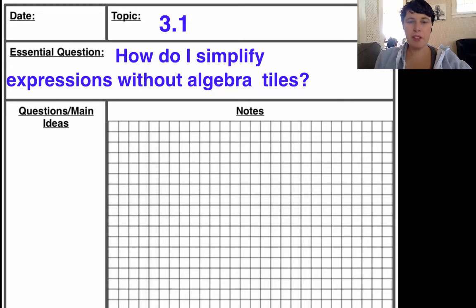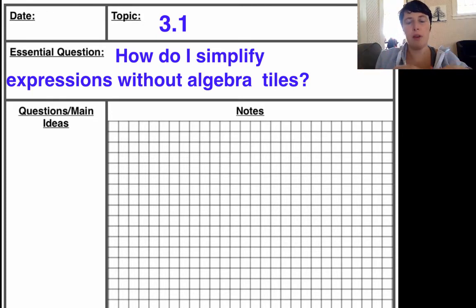Hey guys, we're doing another Chapter 3, Section 1 video here, if you're using the same book as we do in class. And our essential question is, how do I simplify expressions without algebra tiles? So in previous videos and in our class, we've been using the algebra tiles to do a lot of our work. But let's get down to the real life situation here.